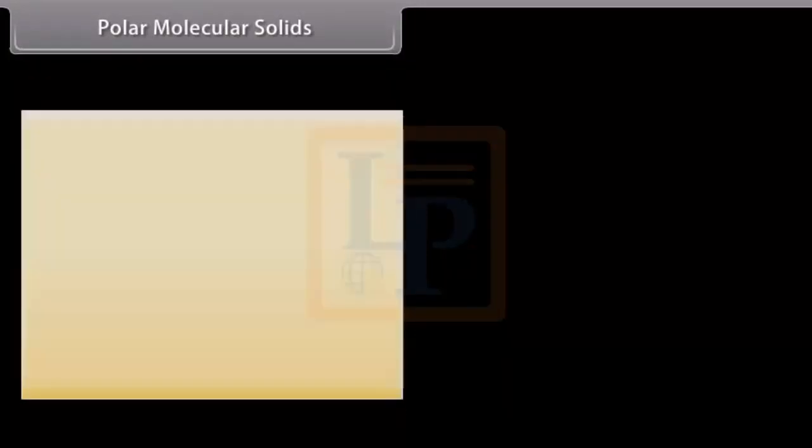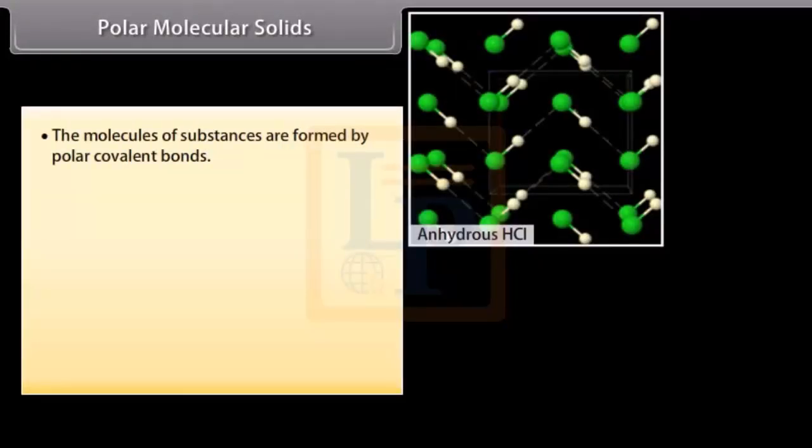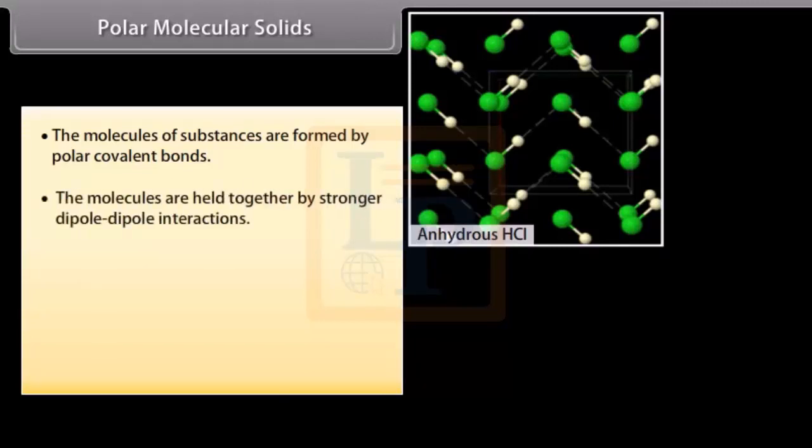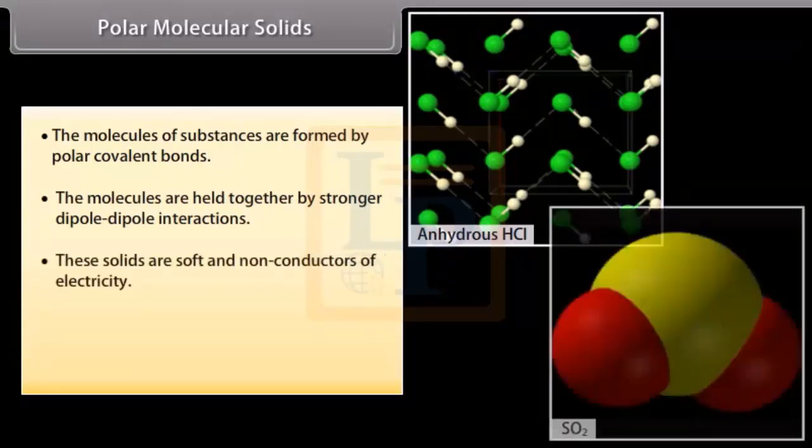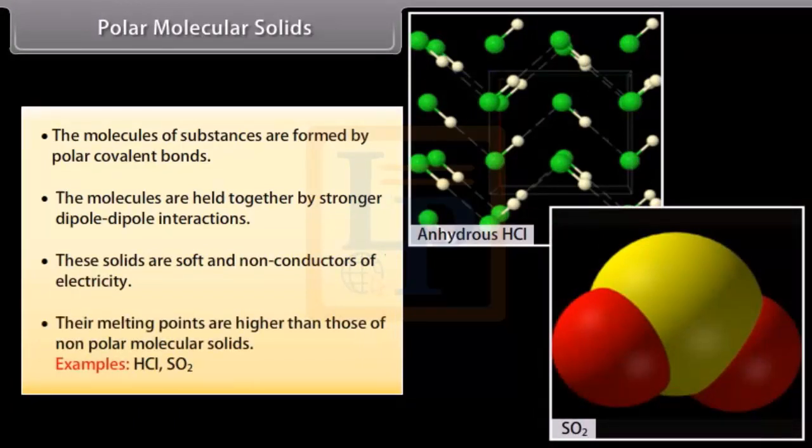Polar molecular solids. The molecules of these substances are formed by polar covalent bonds. The molecules are held together by stronger dipole-dipole interactions. These solids are soft and non-conductors of electricity. Their melting points are higher than those of nonpolar molecular solids. Examples: HCl, SO2.